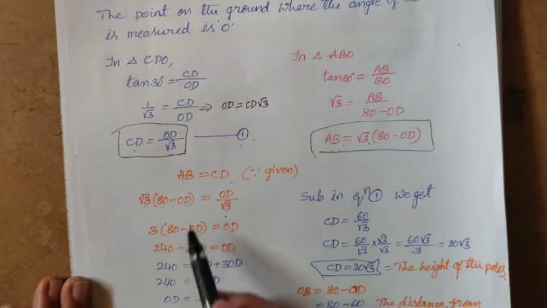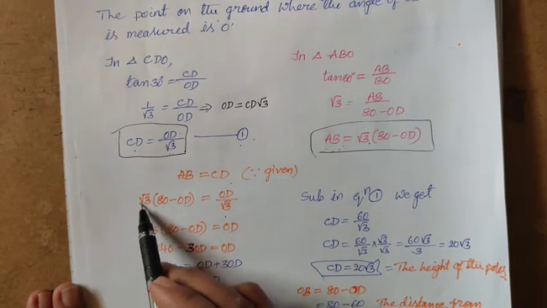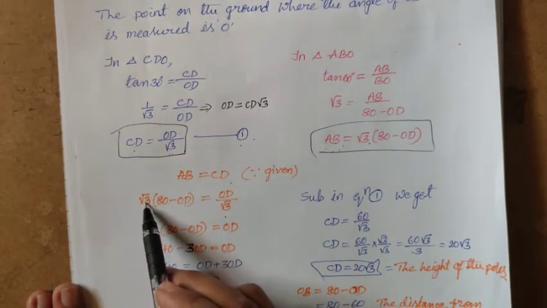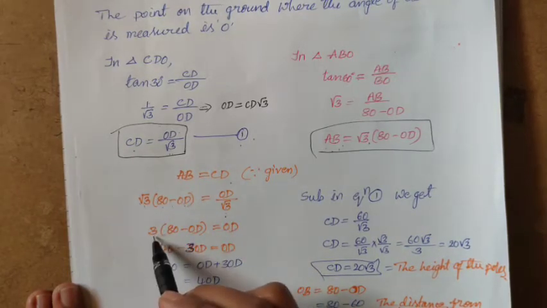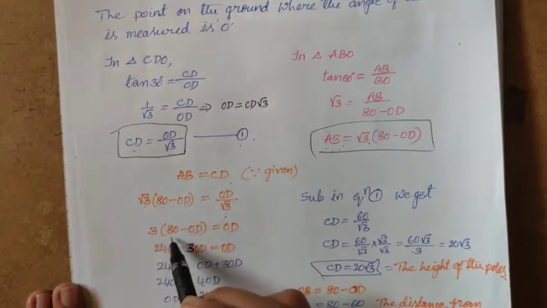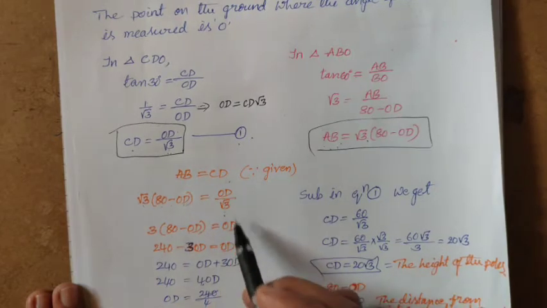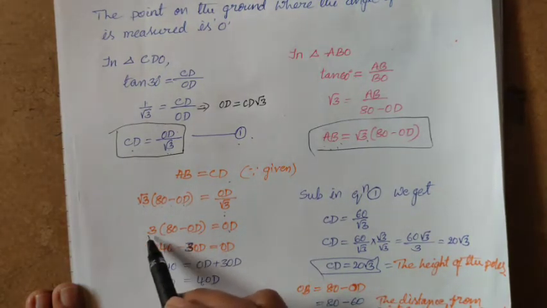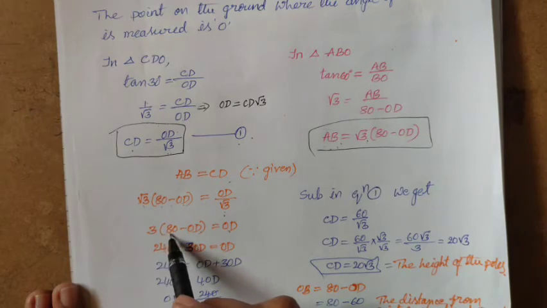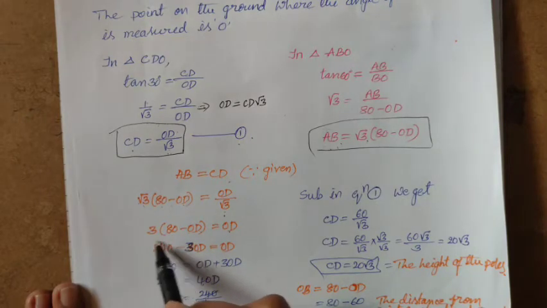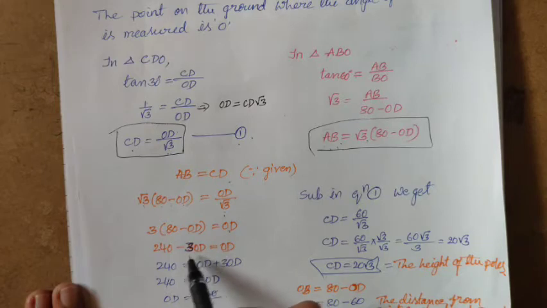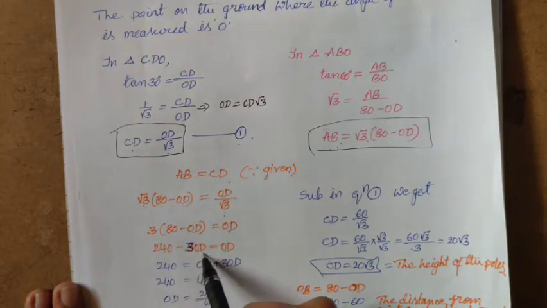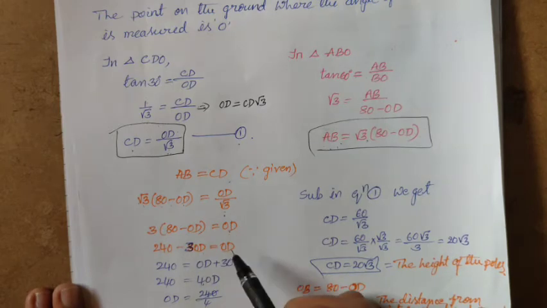Okay. Now observe this one. You can observe this very carefully. Root 3 into root 3, when we cross multiply this, we get what? 3. 3 into 80 minus OD is equal to what? OD. Now we can open this bracket. Then what? 80 into 3 is 240 minus 3 into OD is 3 OD. Not 30 OD, it is 3 OD. Remember this one? This is 3 OD and again write this OD.